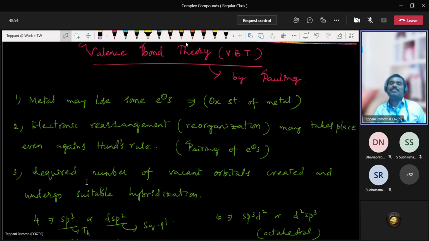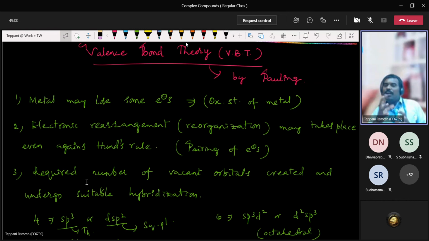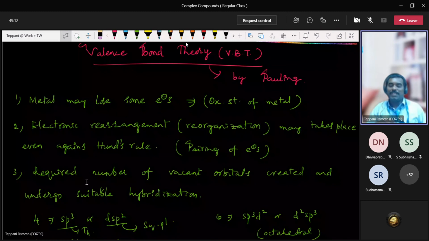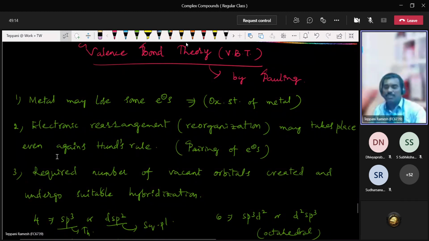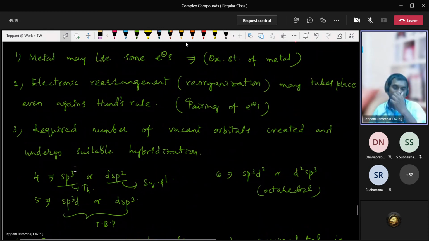How many vacancies are required? How many ligands are approaching? What will be the coordination number? How many electron pairs is it going to receive? Accordingly, it will arrange. Those are vacant orbitals, not unpaired electrons, not filled electrons. Vacant orbitals undergo suitable hybridization like sp3, which leads to tetrahedral; dsp2, which leads to square planar; sp3d or dsp3, which leads to trigonal bipyramidal; sp3d2 or d2sp3, which leads to octahedral.